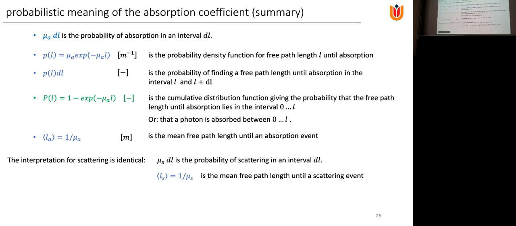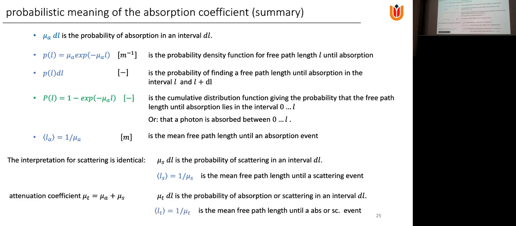The interpretation for scattering is identical. We've gone through this for absorption, but you can do exactly the same thing for scattering, and you will get the same result. So mu(s) times dl is the probability of scattering in an interval dl. You can do the same trick, chopping up the path length in segments of dl, and you will get this exact exponential form of the PDF. Also, 1 over mu(s) would then be the mean free path length until a scattering event occurs.